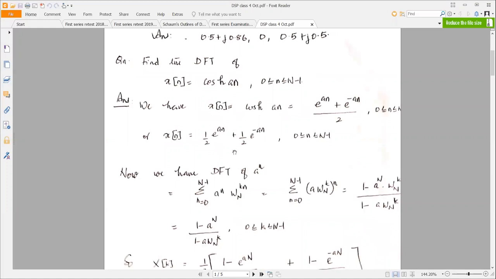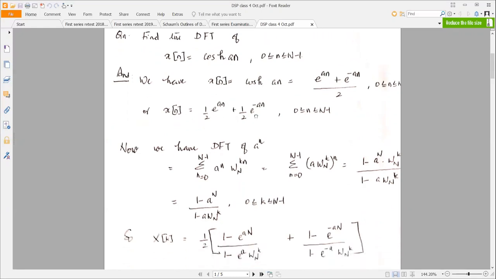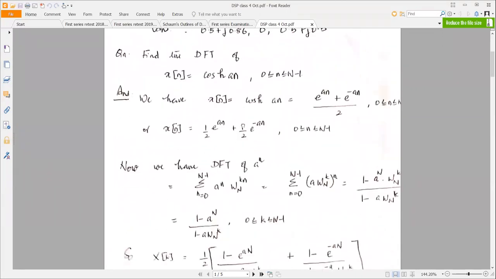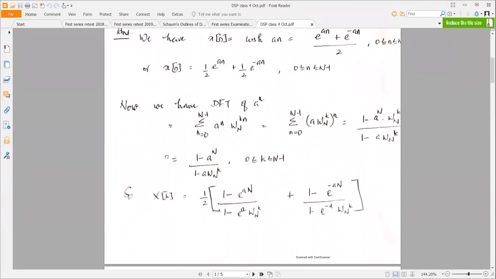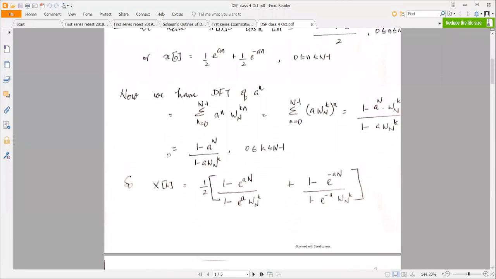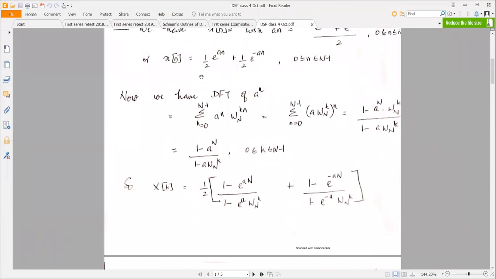Find the DFT of x of n equal to cosh an, that is hyperbolic cos of an, for 0 less than or equal to n less than or equal to N minus 1, where the hyperbolic cosine function is expanded as follows: e raised to an plus e raised to minus an, by 2. Which means you can write x of n is equal to 1 by 2 into e raised to an plus 1 by 2 into e raised to minus an. Now, we will compute the DFT of this sequence.